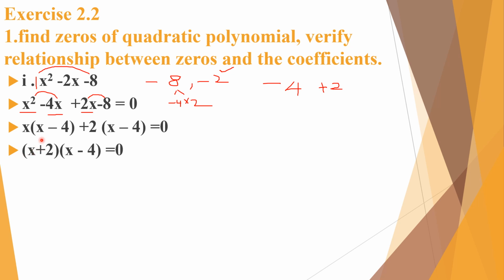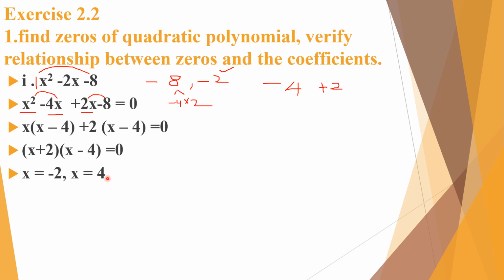x plus 2 equal to 0 means x equal to, when the plus 2 moves to the other side, minus 2. x minus 4 equal to 0 means when it moves to the other side, the minus sign will change into positive. So, x equal to, what value did we get now? x equal to 4. So, we have found the zeros of the quadratic polynomial. What are the zeros of the polynomial? x equal to minus 2, 4.